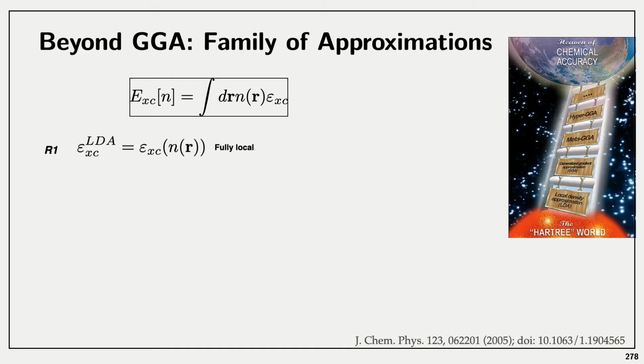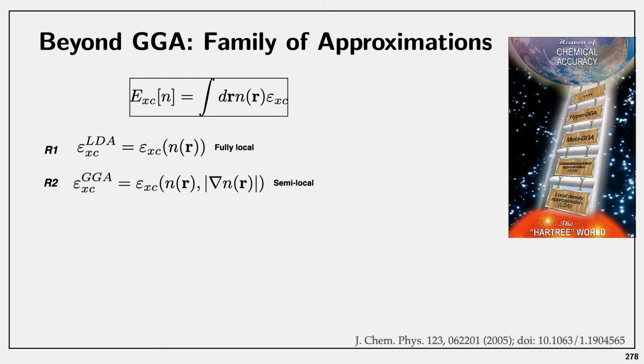The first rung is the fully local exchange correlation energy. We've spent quite a bit of time on this in the past lecture. The second rung, the one we are going to investigate in this screencast, is the semi-local generalized gradient approximation. As you can tell from the function there, the new ingredient that we are putting into the equation is the gradient of the density.